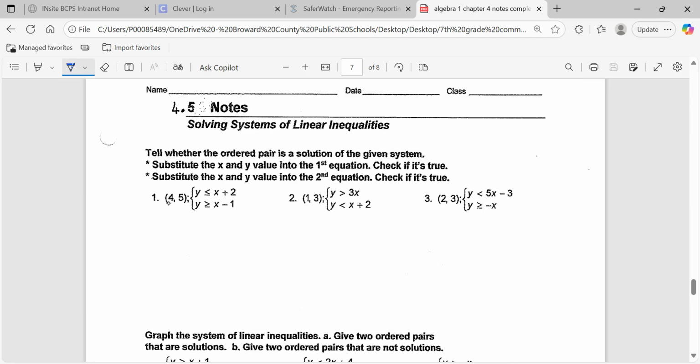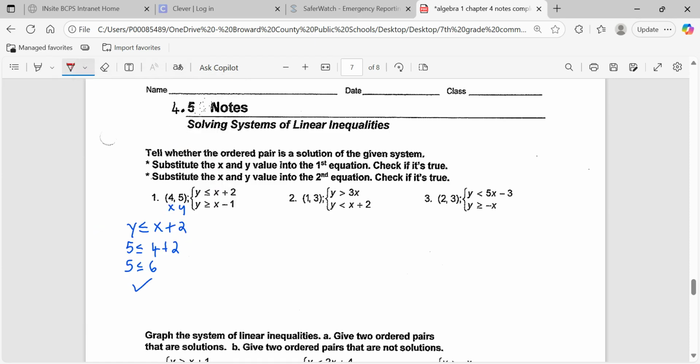So if I know that this is my x and this is my y, then I'm going to try it into the first one. Y is less than or equal to x plus 2, while y is 5. So 5 should be less than or equal to x, which is 4, plus 2. 5 is less than or equal to 6. And is that true? Yes. I know that 4, 5 is a solution to this part.